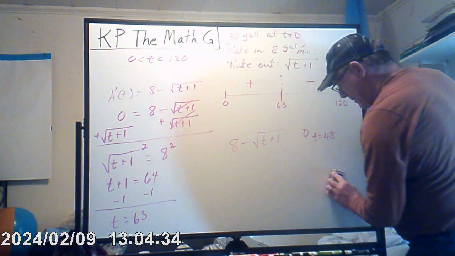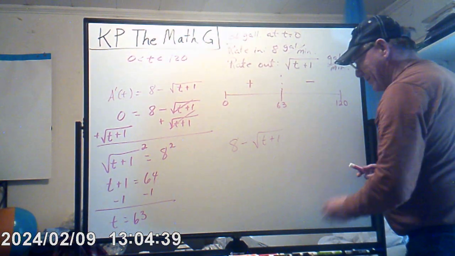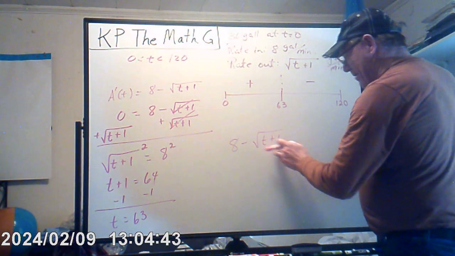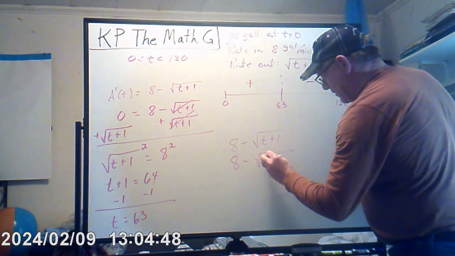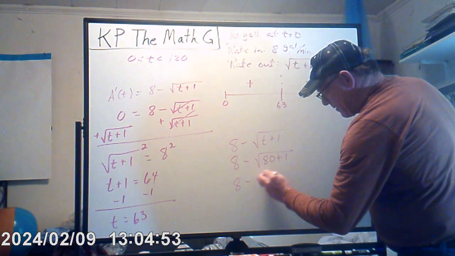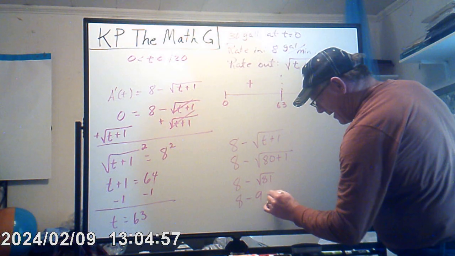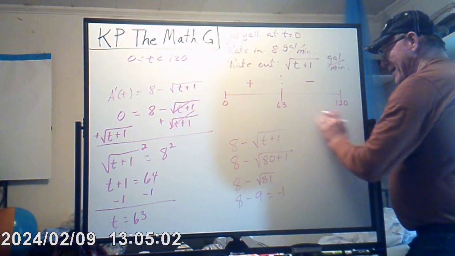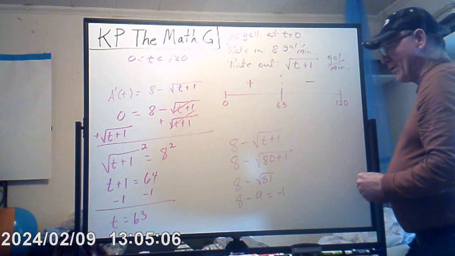All right. To the right of 63, let's pick a number. So this would be, say, 81. Say 80. All right. So 8 minus the square root of 80 plus 1. Okay, so the square root of 81 is 9. So 8 minus 9 is negative 1. And of course, anything else we put in here is also going to be negative.